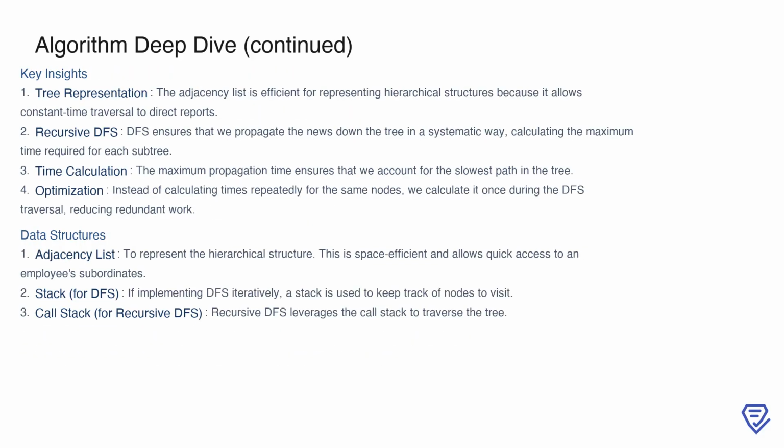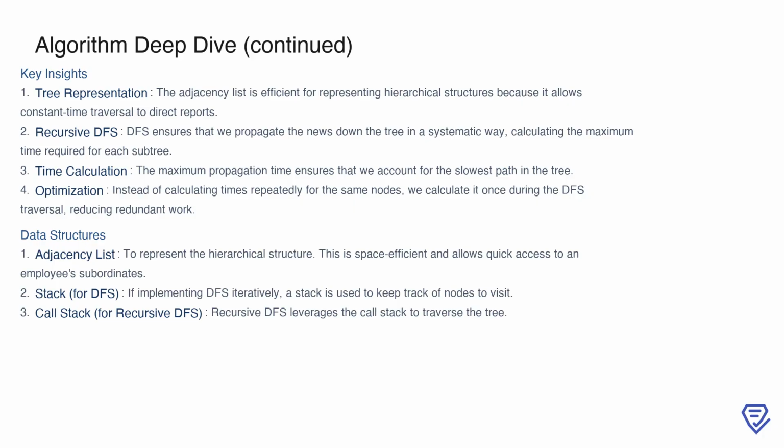There are several key insights that make this approach both logical and efficient. First, using an adjacency list to represent the hierarchy is beneficial because it allows constant time access to an employee's direct reports, making traversal much faster.